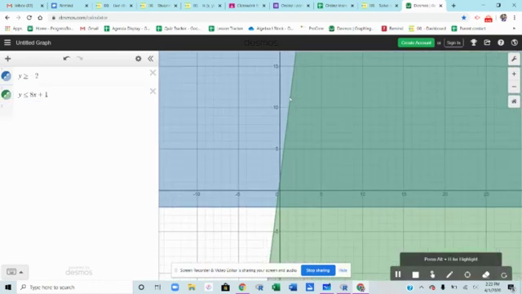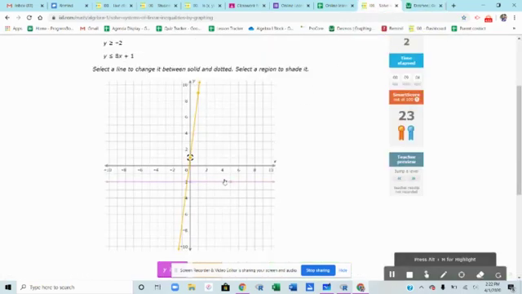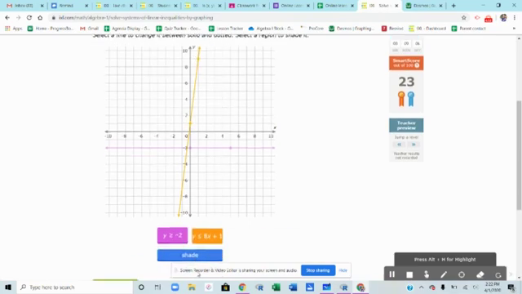You can see your two lines. It is the section up here above the blue line and to the right of the green line. So above and to the right is this section in here. So I'm going to click shade right in there.